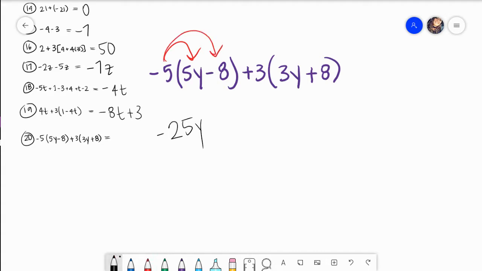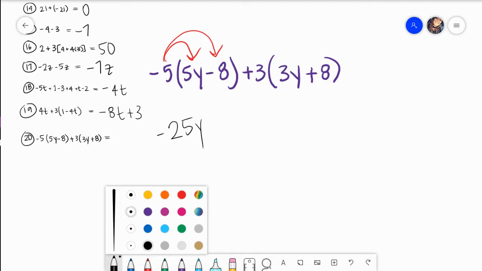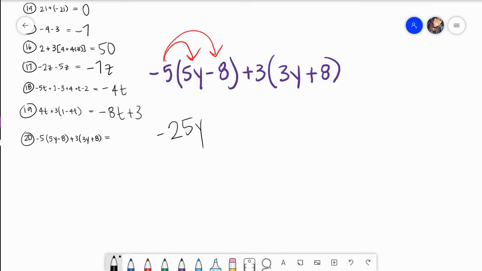Multiply. 5 times 8 is 40. Signs are the same, so it's positive. There is no variable. Multiply. 3 times 3 is 9. Signs are the same, so it's positive. Don't forget your variable.